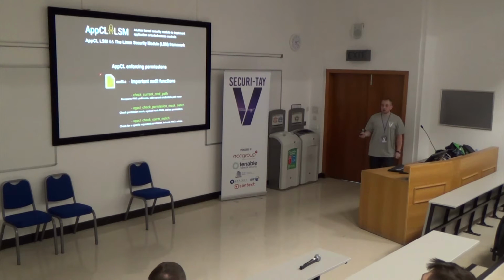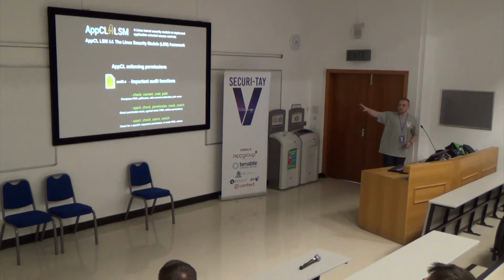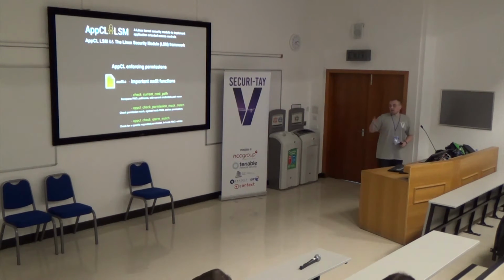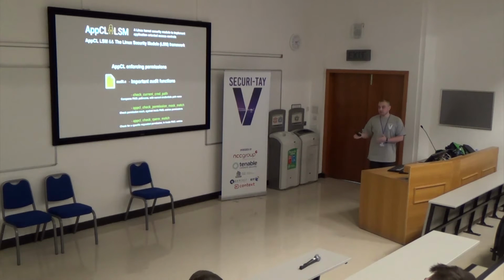So as I mentioned earlier, audit.c has some important audit functions. For the rest of this, I'm only really going to talk about 3 of them. The check current cred path, which just checks that one of the PACL entries has a path name that matches the current process. Then it's got AppCL check permission mask match, which checks the permission mask against the PACL entries, and then check rperm match checks for a specific requested permission rather than a mask that's being passed to it.